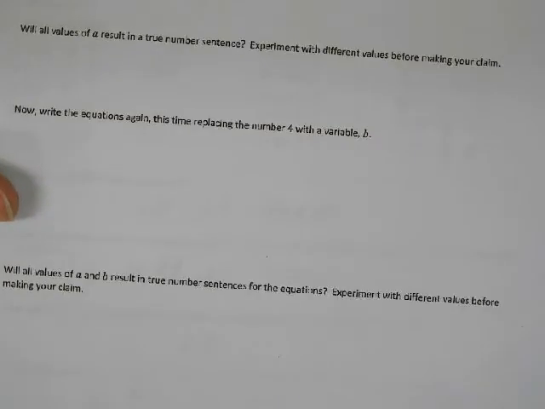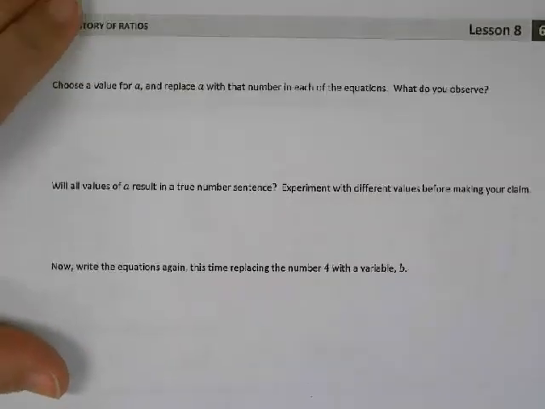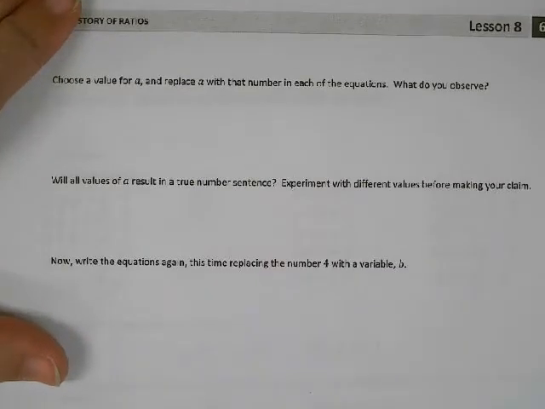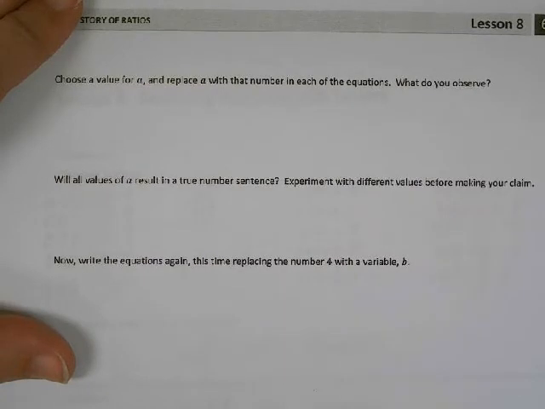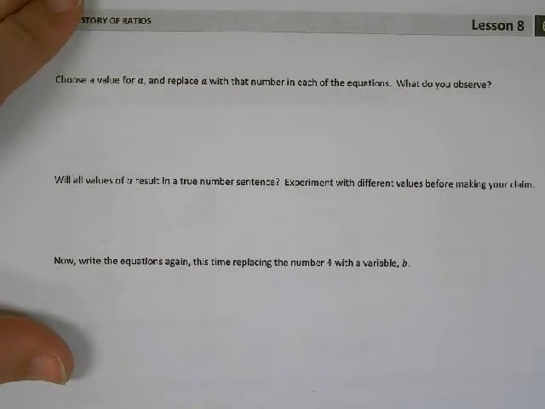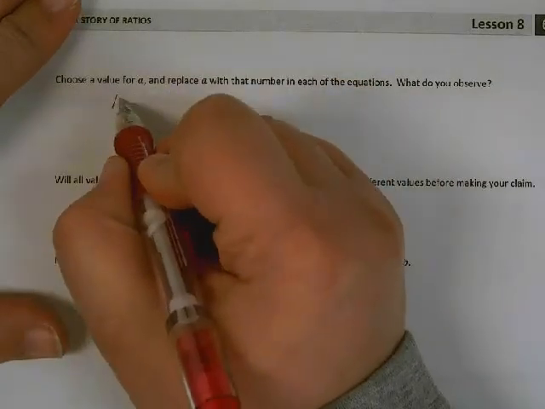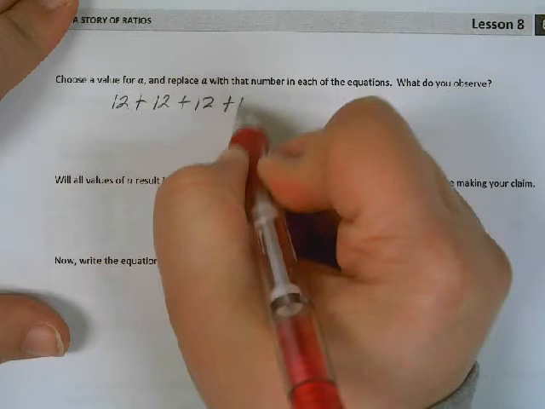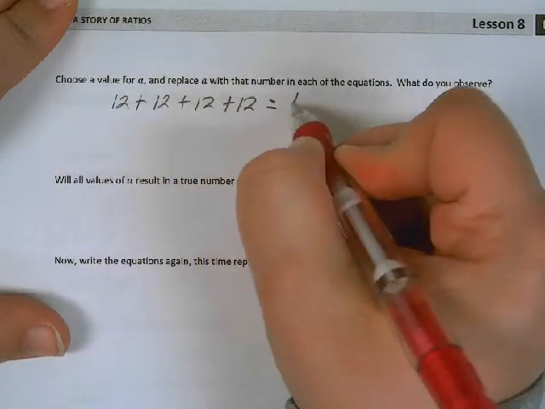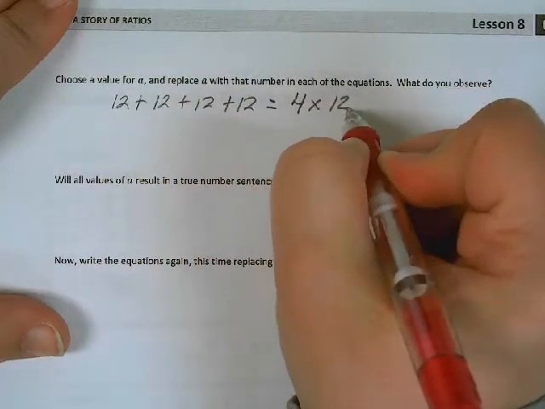Next, it says choose a value for A and replace the A in each number sentence. And what do you observe? So let's see what happens if we replace the letter A with the number 12. So the first one was 12 plus 12 plus 12 plus 12 is the same as 4 groups of 12.